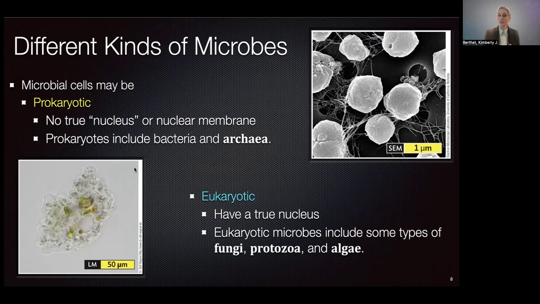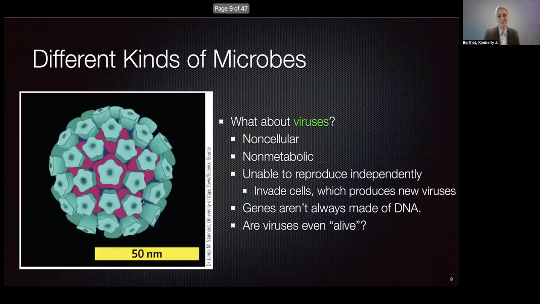On the other hand, eukaryotic is the microorganisms that do have a nucleus to house their DNA and membrane-bound organelles. This structure makes them quite a bit larger than prokaryotic organisms. And this category contains fungus, protozoa, and algae. What we see at the bottom left of the screen is actually an amoeba, so that is going to be a eukaryotic microorganism.